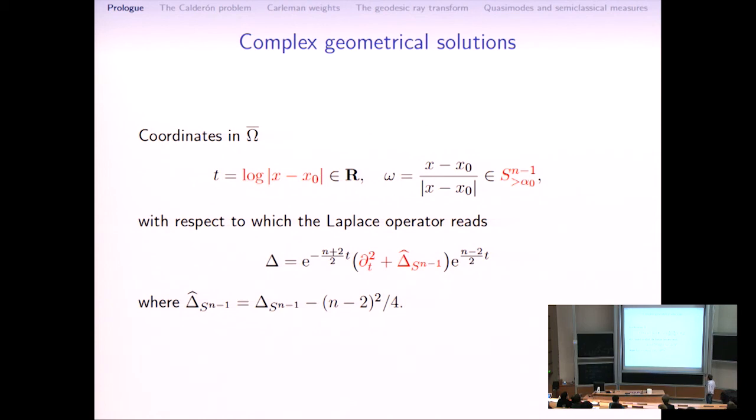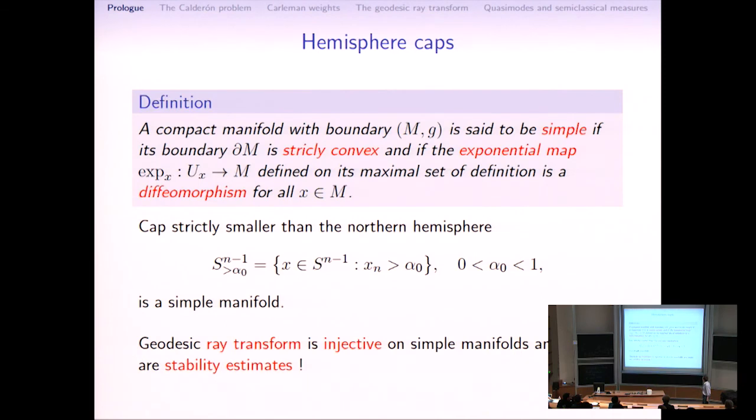And if you compute the Laplace operator in those coordinates, you end up with a very simple operator. There is some conjugation with exponential weights, but mainly you have something which looks like a second derivative in the log radial variable and then some modified Laplacian in the angular variable. So the feature here is that you can solve the Schrödinger equation, or just look for harmonic functions, which are tensor products of the log variable and the angular variable.